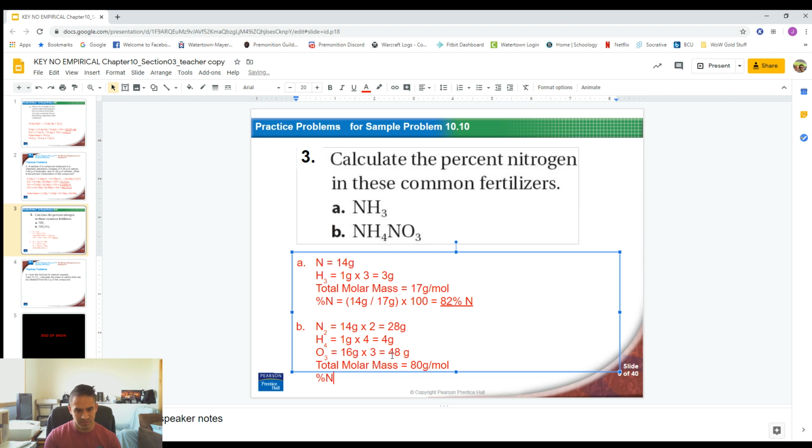And then to find the percentage of the nitrogen only, we're going to take the mass of the nitrogen, which in this case is 28 grams. Okay, so this is the total mass of the nitrogen in the compound, 28 grams. Divide that by the total mass of 80, and then times that by 100 to get a percentage. So 28 divided by 80 times 100, and we get a nice even 35% nitrogen in that compound. All right, so there's problem number 3.